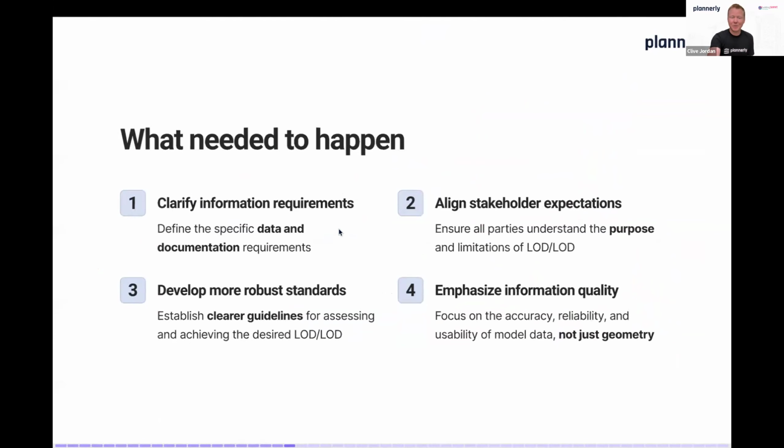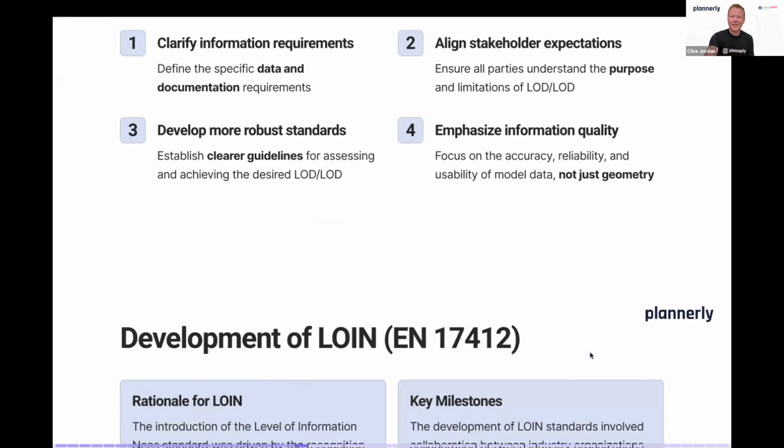And what needed to happen, we needed a clearer way to define requirements about the data and the documentation. We needed to be able to align on a purpose. So we needed to be able to really describe why we were asking for information. We needed clearer ways of defining this in more robust setups, and also an emphasis on not just the geometry, but also the reliability, the quality of the expectation of the deliverable.